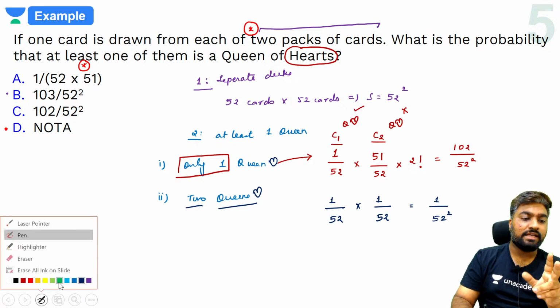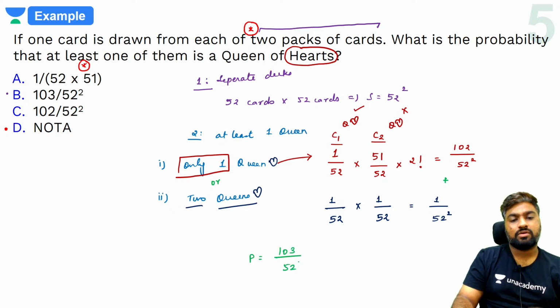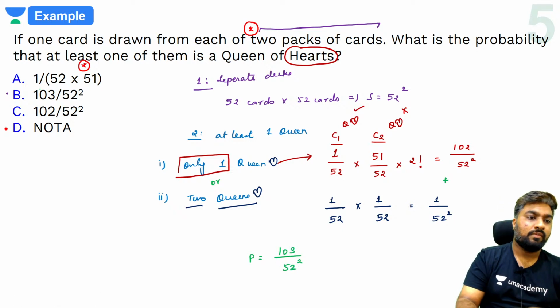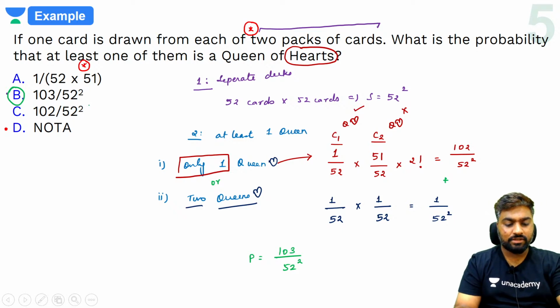Because any one of these two cases can happen, there is "or": only one queen or two queens. So we add them. What is our probability? Final probability is 103 by 52 square, which is option B. Say yes if you've understood this, guys. Entire logic.